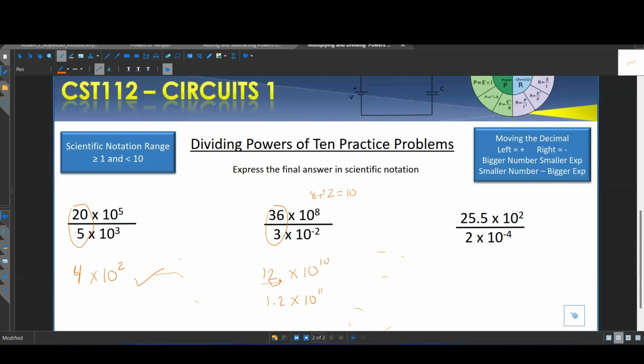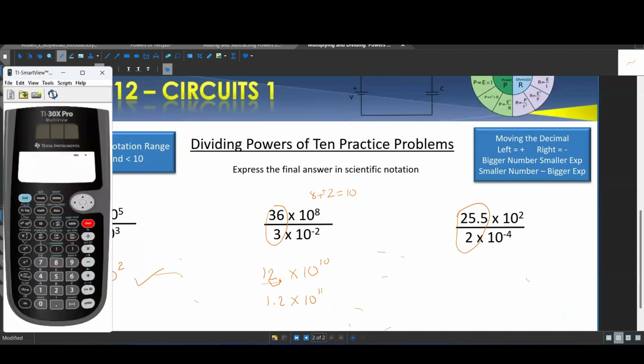All right, let's look at the last one. 25.5 times 10 to the 2 divided by 2 times 10 to the minus 4. This one is a little different, but I thought it'd be interesting to work out. For this whole part right here, 25.5 divided by 2, I don't expect you to perform that calculation in your head. Just pull out your calculator and divide it.